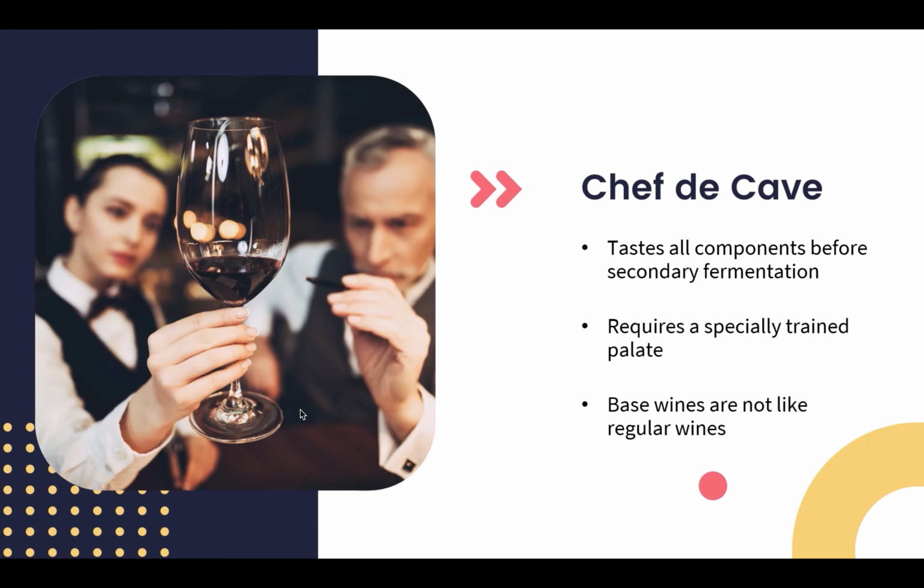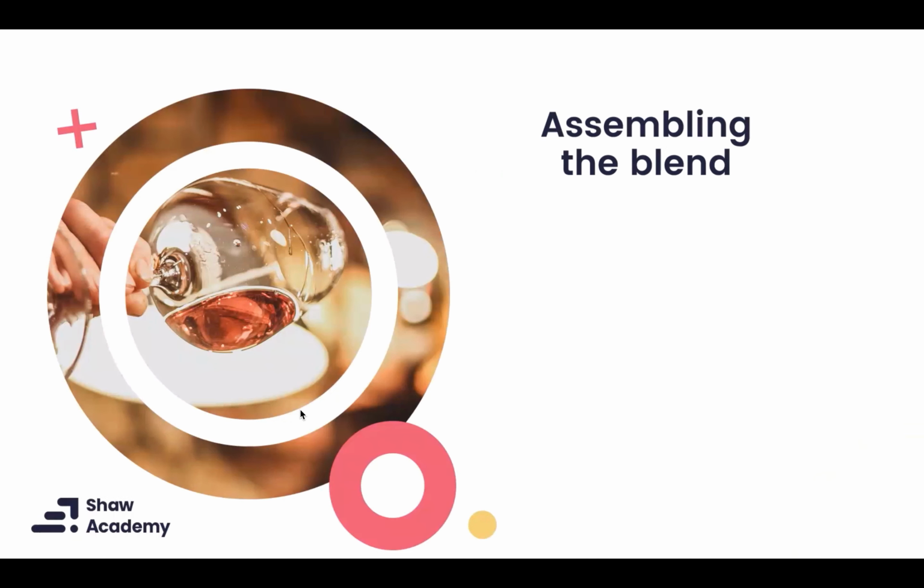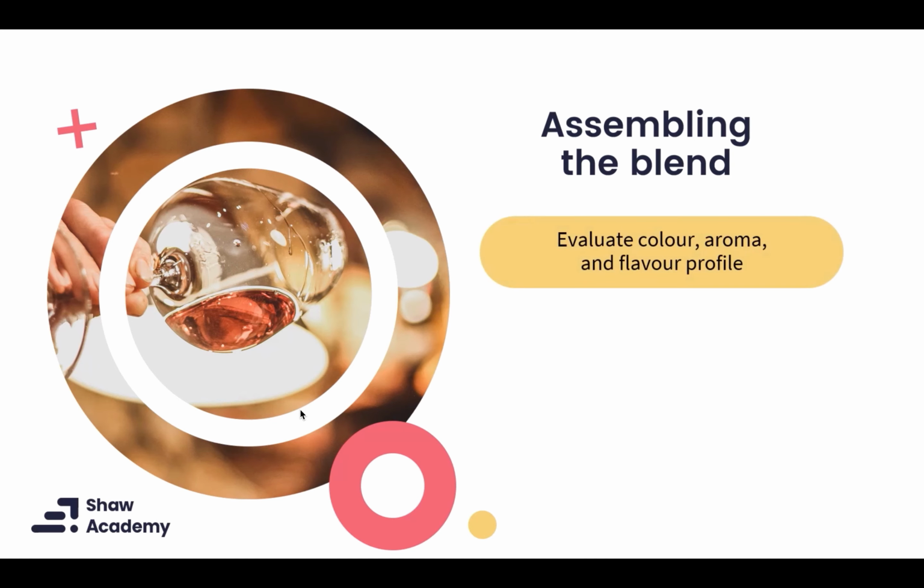So the winemaker needs to be able to see into the future and envision what the wine will taste like once it undergoes secondary alcoholic fermentation and develops its secondary and tertiary characteristics while maturing in the bottle on the lees. When assembling the perfect blend, the winemaker will taste the individual components and evaluate them on their color, aroma, and flavor profile. With these elements in mind, the winemaker will then compile a blend that is perfectly balanced.